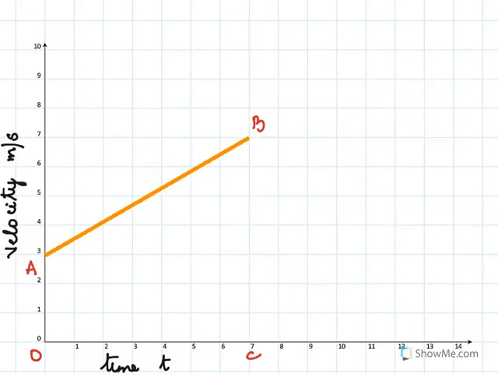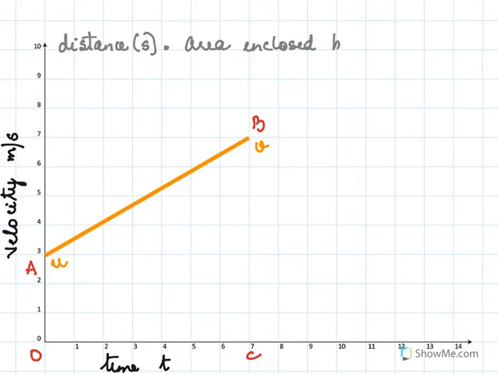Now we go in for the second equation of motion. Again, here we have the velocity time graph of a body moving, having an initial velocity, say U, and a final velocity V, and the change in velocity takes, say, time T. Now to find the distance traveled by this body in time T, the distance, and we put the distance as S, will be the area enclosed by the velocity time graph.